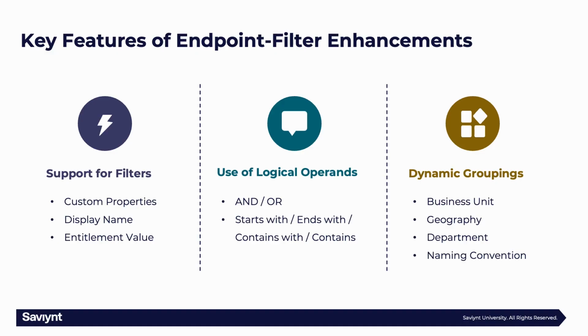For example, if your entitlement names follow a pattern like BR_group_ENG, you can create a filter that captures all engineering groups in Britain using just a few simple conditions. These can then be organized under a child endpoint and assigned to the right owner for better oversight.